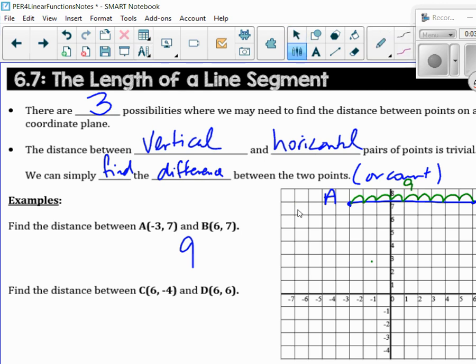Now we're going to do C and D, which is 6, -4. 1, 2, 3, 4, that's C. And D is 6, 6. So again, vertically, all I have to do is find the difference between -4 and 6, and what would that be? It would be 10. Again, I can also count it, but if you don't have a graph to count it, you can just find the difference. So 1, 2, 3, 4, 5, 6, 7, 8, 9, 10. Does everybody see that? Okay. So vertically and horizontally, very easy.